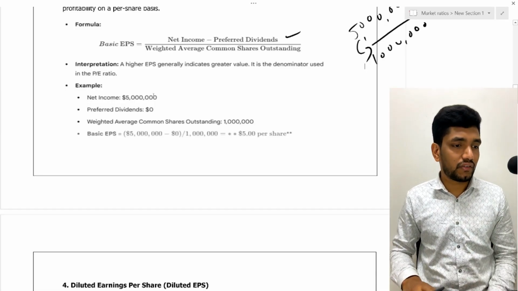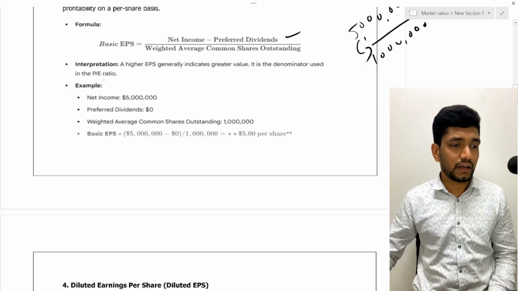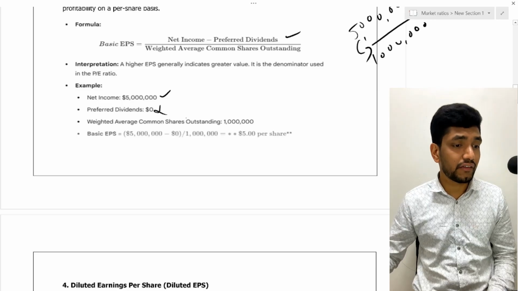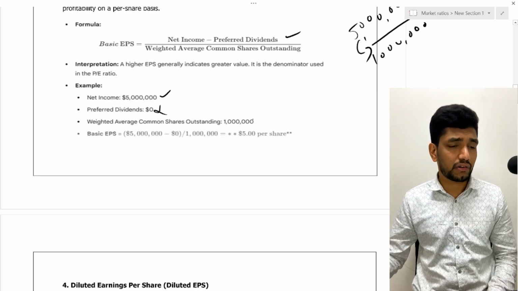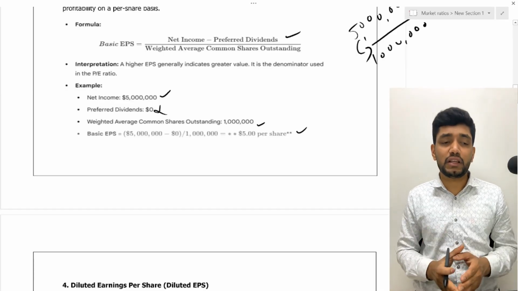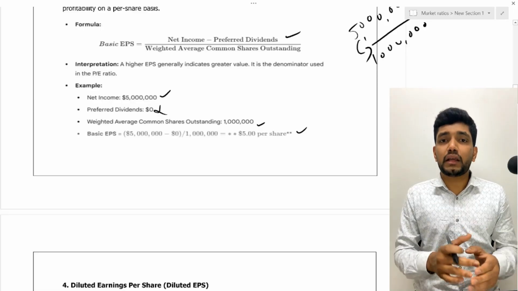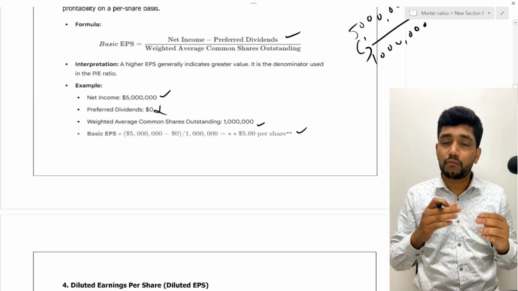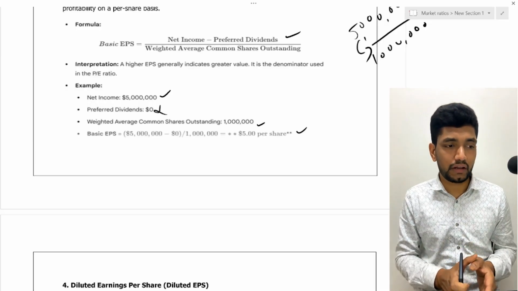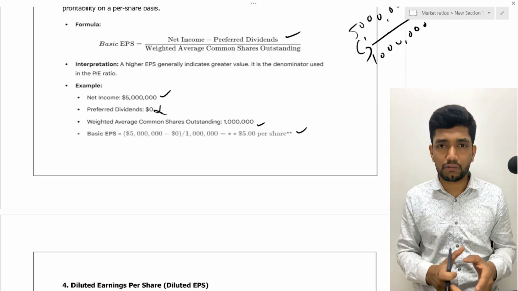So in this example, net income is 5 million and preferred dividend is 0. There is no preferred dividend in this case. The weighted average shares outstanding is 1 million. So the basic EPS is 5 per share, which means this company is earning $5 per share for all common equity shareholders' weighted average shares outstanding.